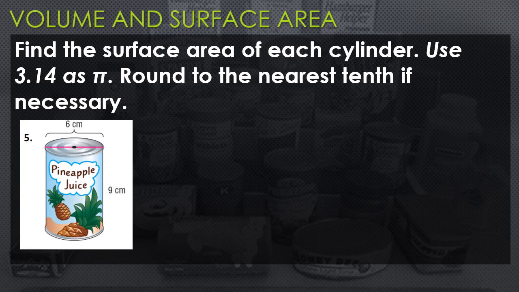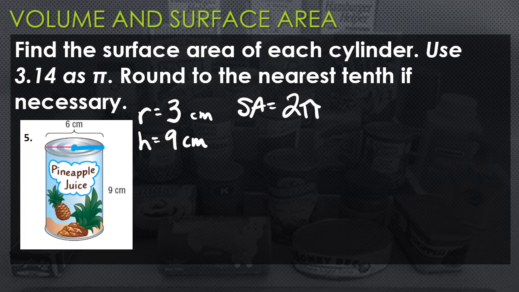We have our friendly can of pineapple juice. Once again, we need to label some parts. Our radius is going to be 3 centimeters because, just like in our last video, the radius starts in the middle and goes to the outside edge, giving us a radius of 3 centimeters. And our height is 9 centimeters. We have this formula that we can use: 2 pi r squared plus 2 pi r times h. Once again, I have two circles that we're going to do first for the area, and then we're going to take care of that rectangle.